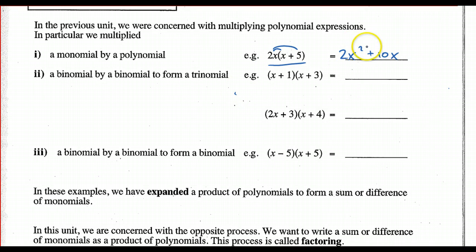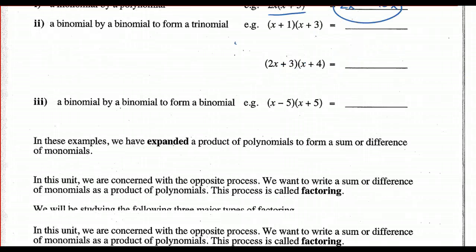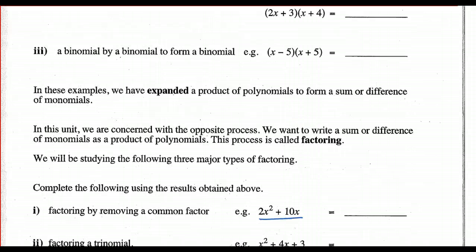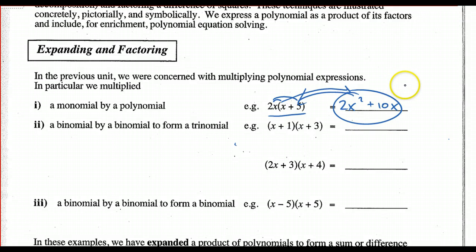back towards this. And that's called factoring. Going from here to here is called multiplying or expanding, and going back is called factoring. Let's do a few examples. The first example there was 2x squared plus 10x, and that was our result in the first one.